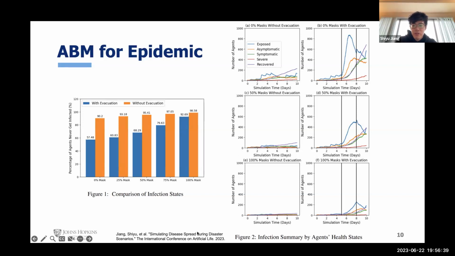And figure 2 can also prove this point. We can just observe the right column of those figures. Basically there are two black lines, and the period between them is the evacuation time. As you can see, comparing zero masks and 100% masks, the unhealthy agents are dropping much more sharply.